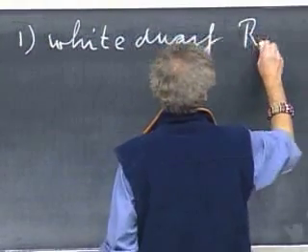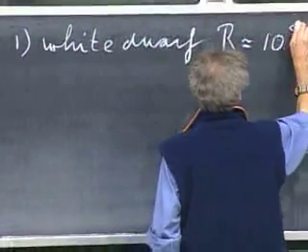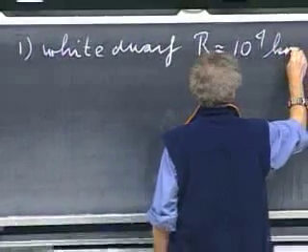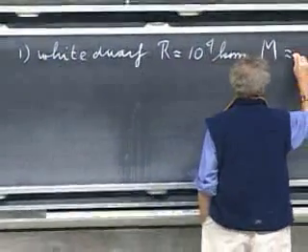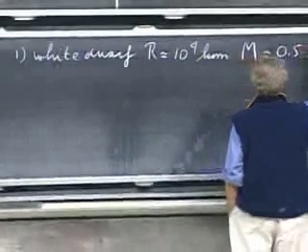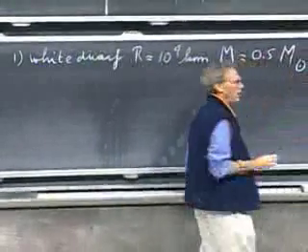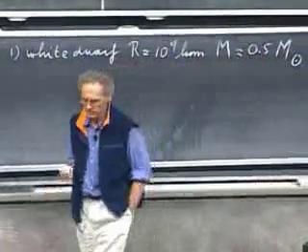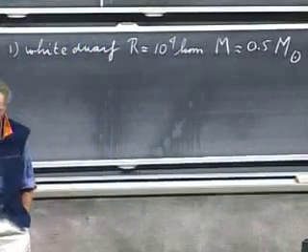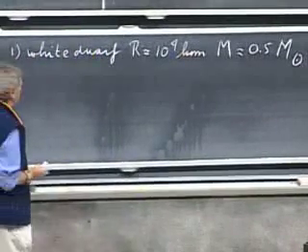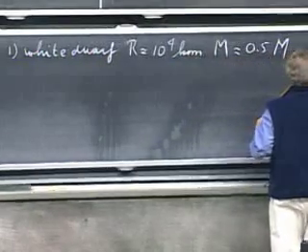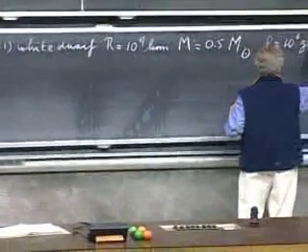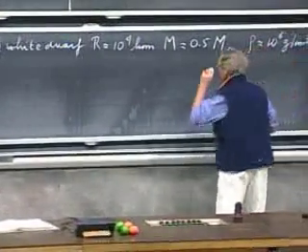It has a radius approximately the same as the Earth, some 10,000 kilometers. And the mass of a white dwarf, there's a whole range of them, but a typical number, say, is half the mass of the sun. So that's one possible end product. This will be the fate of our sun, by the way. The density of such an object is quite high. Some 10 to the 6 grams per cubic centimeter.